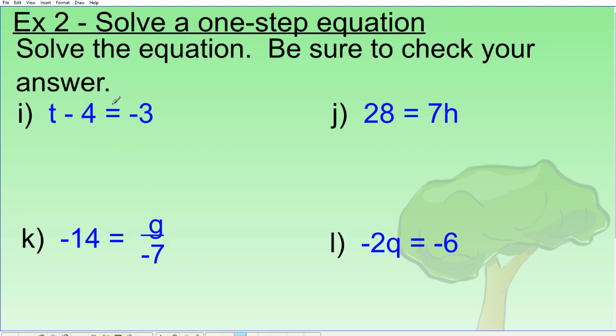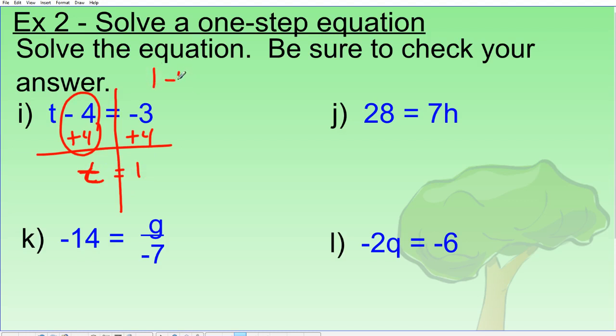I'm going to solve. My variable is being subtracted by 4. So the way we get rid of a -4 is we do the opposite, which is we are going to add 4 to both sides. So these guys cancel, and we get t equals, let's see, -3 plus 4 is 1. So t equals 1. And we can always double check it. If I take 1 minus 4, do I get -3 for an answer? Yes. So t does indeed equal 1.